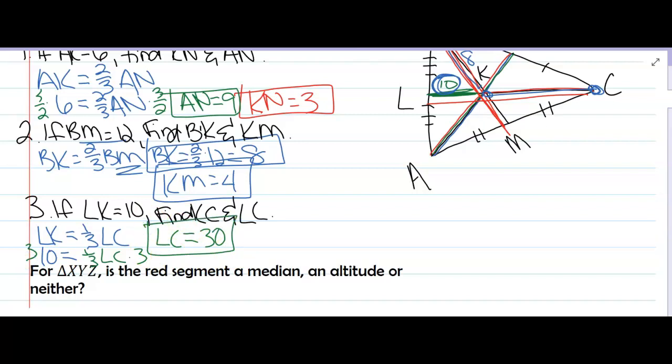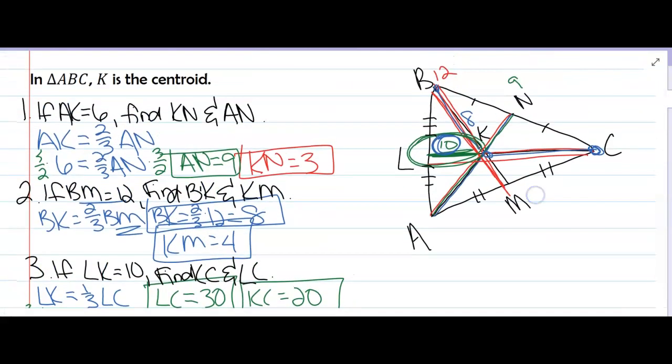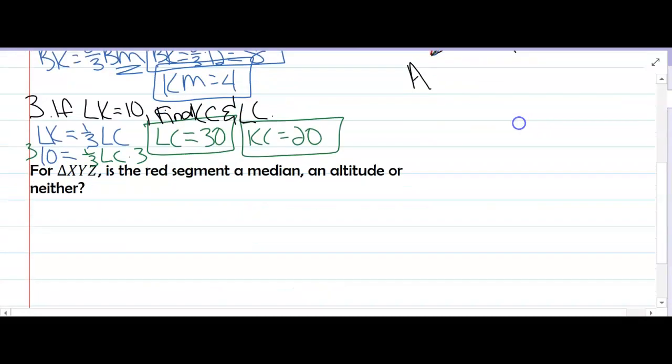Well, if the whole thing is 30 and LK is 10, that means KC is going to be 30 minus 10, or 20. Okay, I would say, in my opinion, that's probably the most confusing thing we do today. Just remember that this distance from the vertex to the centroid is the 2/3 distance. That's 2/3 of the whole thing.